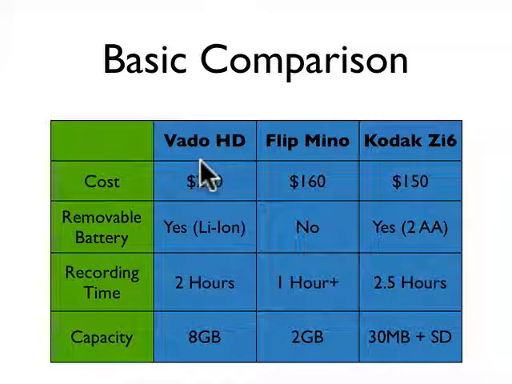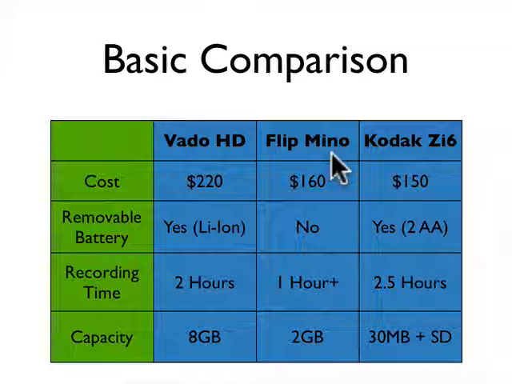Starting off with the Vado HD, the cost is $220. The Flip Mino is $160, and then the Kodak Zi6 is $150. Now, two of these devices film in high definition, or HD. The Vado HD and the Kodak Zi6. The Mino has an HD version, but I didn't look at that.